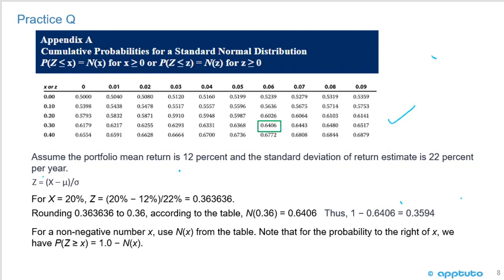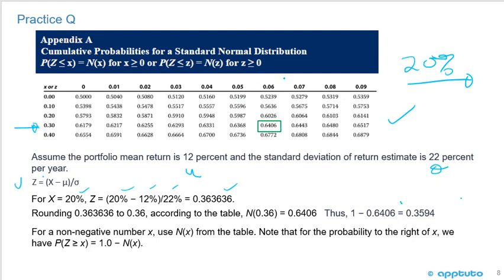So again, assuming the portfolio mean return is 12% and the standard deviation is 22%, what is the probability that the return is going to be greater than 20%? So that's to the right. The first thing that we do is calculate the z. For x equals 20%, 20 minus 12% divided by 22% gave us 0.3636. So we rounded that. That's why I wanted this one with the table on the same slide.